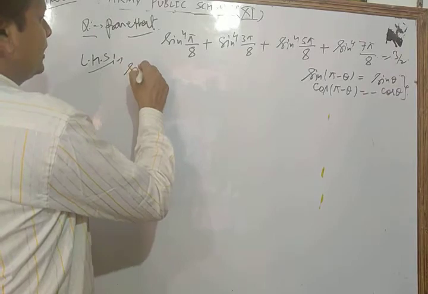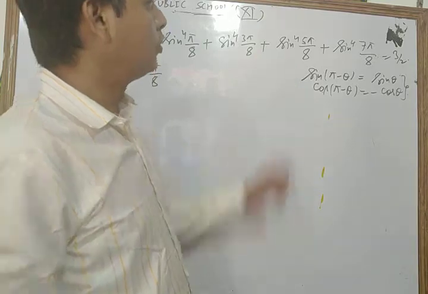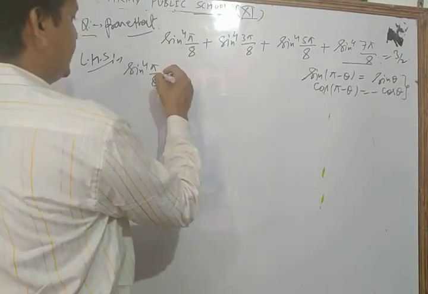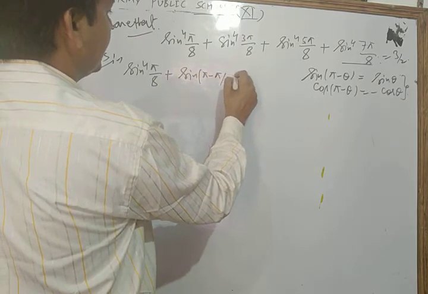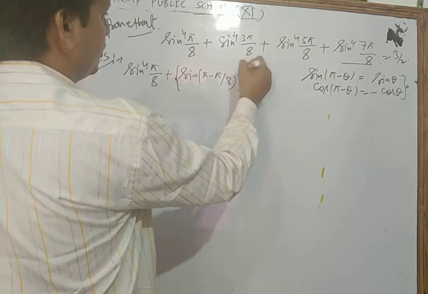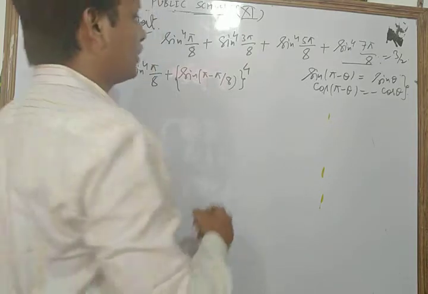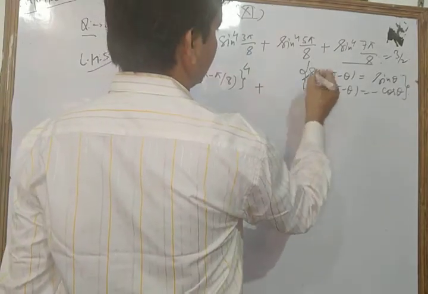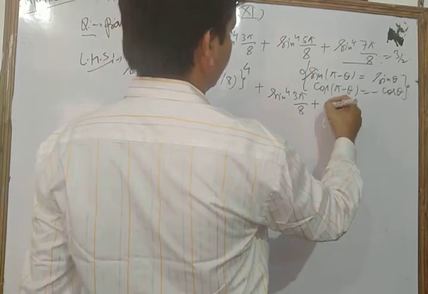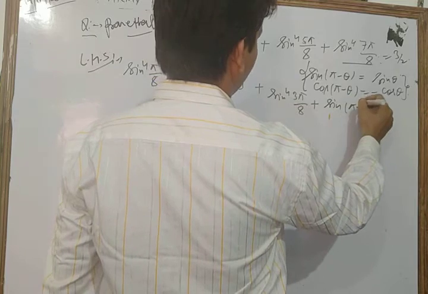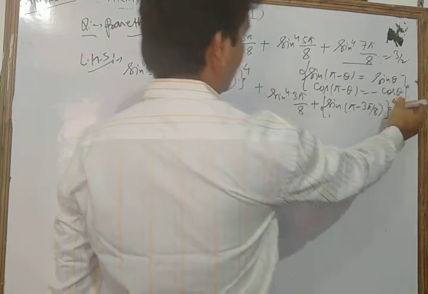Now here, first we write sine to the power 4 pi by 8 as it is. Now we take this part, that is, we write sine pi minus pi by 8 to the power 4. Okay, we write it this way. Similarly we take these two functions, that is plus sine to the power 4 3 pi by 8 plus here we convert it to sine pi minus 3 pi by 8 to the power 4.